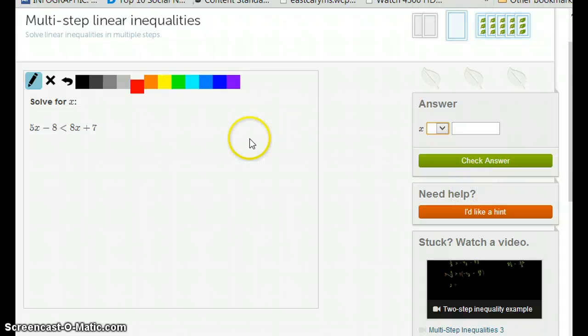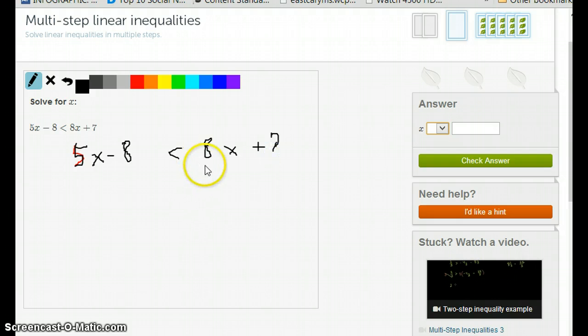And go to the next one here. So now we got 5x minus 8 less than 8x plus 7. We want to put all the x's on the left side, so we're going to subtract 8x here, and of course we have to subtract the same thing on both sides, right? We talked about that. The result here is negative 3x. The result here is 0.